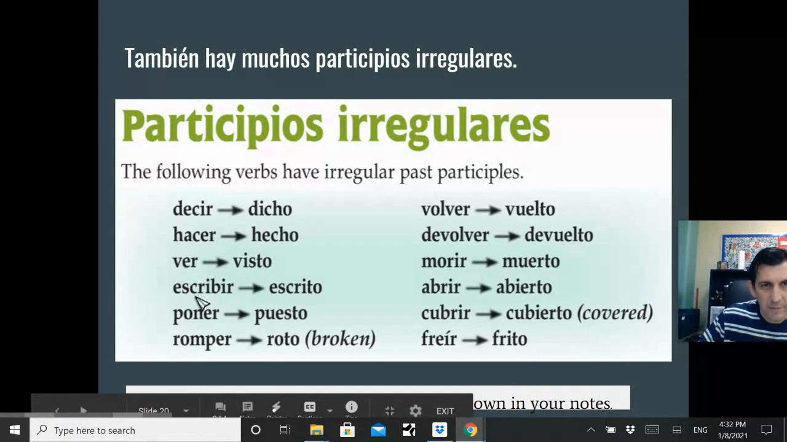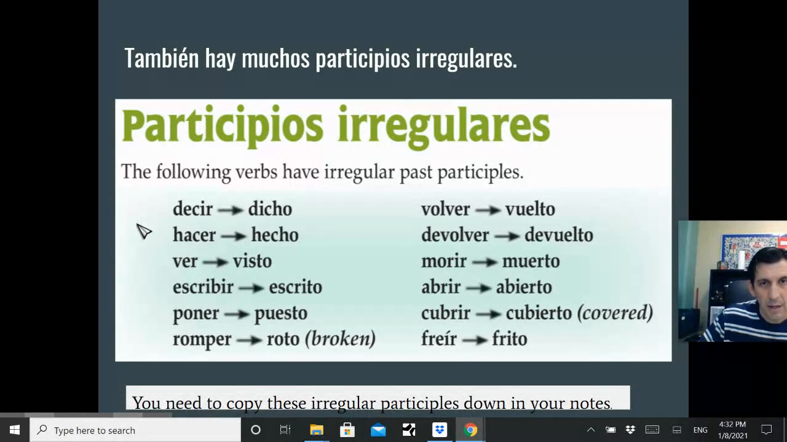Okay, so all of these verbs, first of all, we need to know what they mean. And then these are our irregular participles, los participios irregulares. You need to copy these into your notes. Okay, vamos a practicar un poco más.